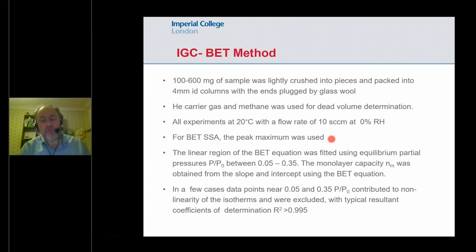When we've got the isotherms, we use the BET model to fit them between 0.05 and 0.35 p/p0 to calculate the monolayer capacity, which then gives me the surface area of the materials. Sometimes we have to change that range a little bit because of the nonlinearity of the isotherms and other factors. Sometimes we might shift the region which we analyze to improve data quality a little bit.